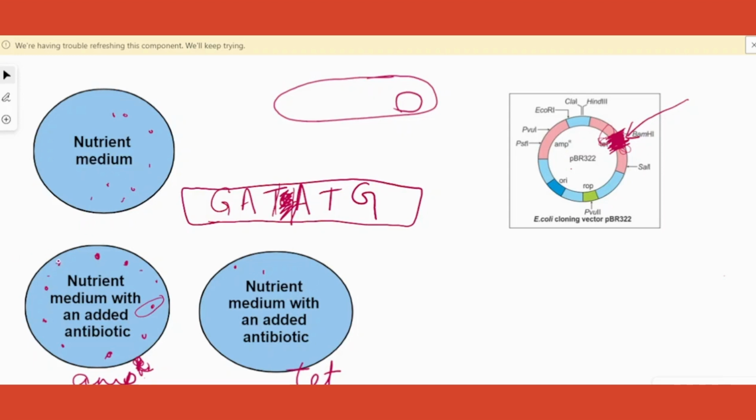However, let's say I take one from this colony. From this colony, I take a speck and I try to grow it here. Nothing is growing, let's say. Right? Nothing is growing here. It shows that this colony is having cells which have got the plasmid also, and the gene of interest also. I hope that is understood.